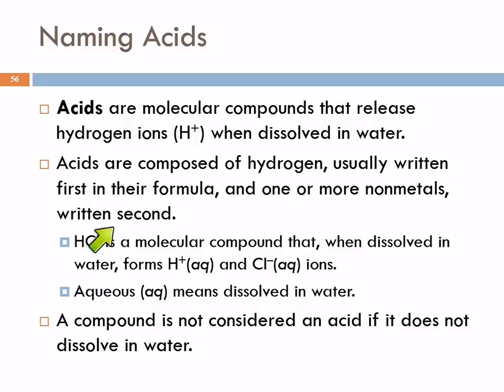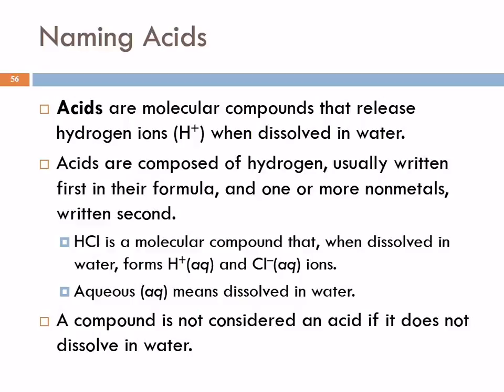So HCl, how would we name that as a molecular compound? Hydrogen monochloride, right? Well, that's a molecular compound. It's a gas in its pure state. You don't need to remember that. But if we dissolve it in water, it forms hydrogen ions and chloride ions. It's not an ionic compound, but when you put it in water, it forms ions. When it's dissolved in water, we name it as an acid. And this symbol, aq in parentheses, stands for the word aqueous, which means dissolved in water.